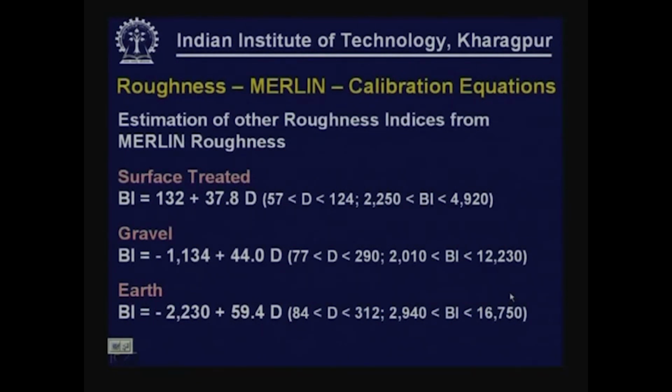Similarly, for surface treated surfaces, the BI can be estimated from Merlin using this equation. For gravel and earth surfaces also, different correlations are available, as you can see here. We should also note the range of D values and the range of BI values for which these equations are applicable.